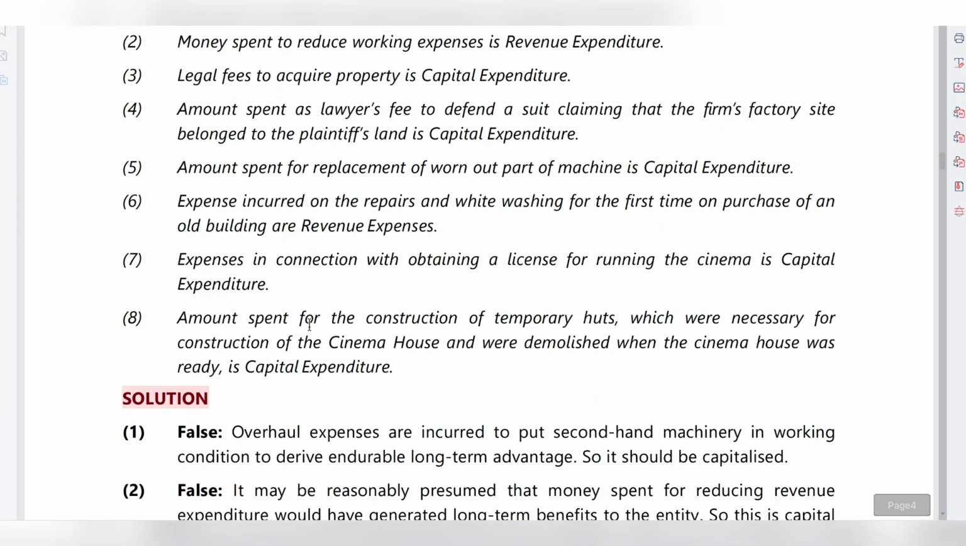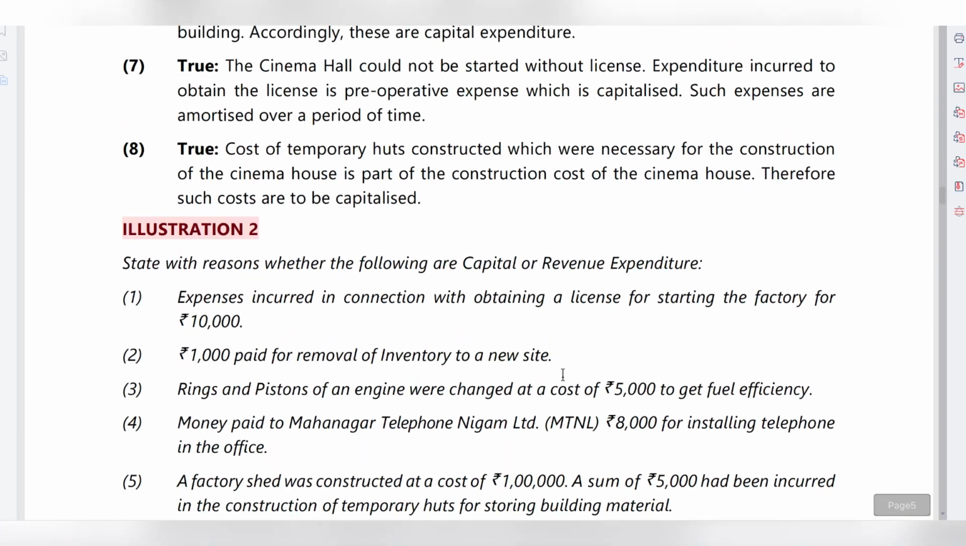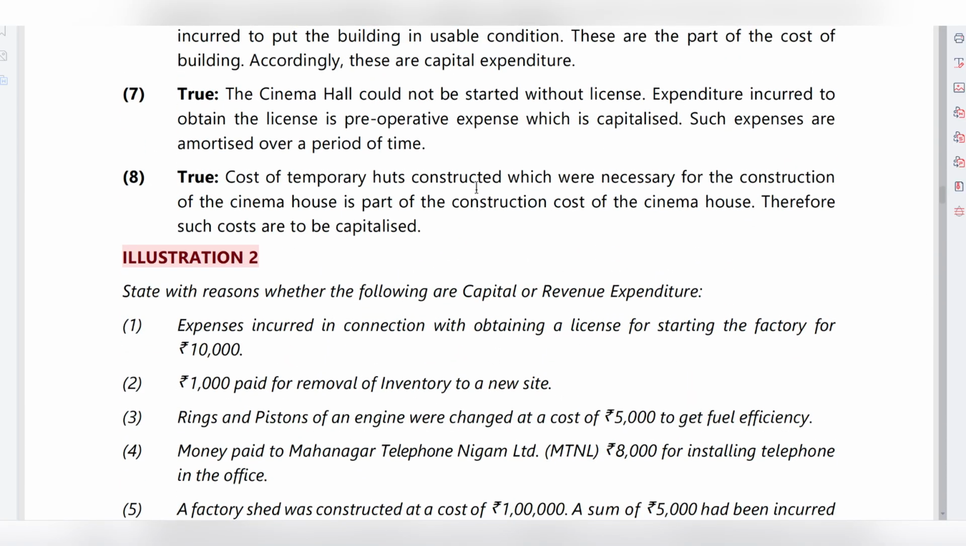Eighth one is amount spent for the construction of temporary huts which were necessary for construction of the cinema house and were demolished when the cinema house was ready is capital expenditure. True. Cost of temporary huts constructed which were necessary for the construction of the cinema house is part of the construction cost of the cinema house. Then this is capital expenditure. Therefore, it is capital expenditure.